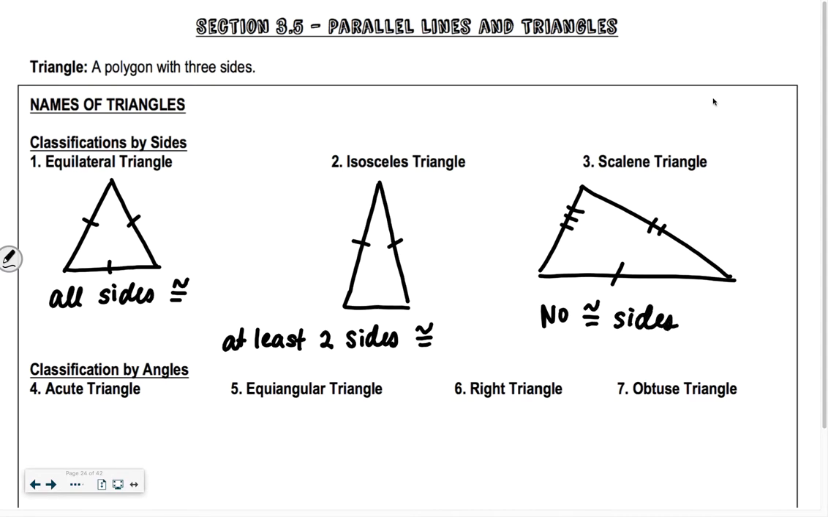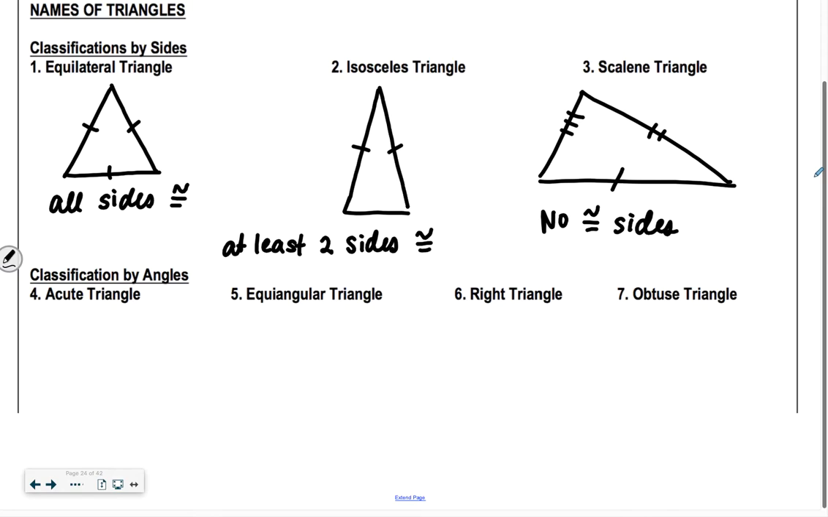All right, so then we have an acute triangle. So an acute triangle, every single angle is acute. So all 3 of these angles are acute.